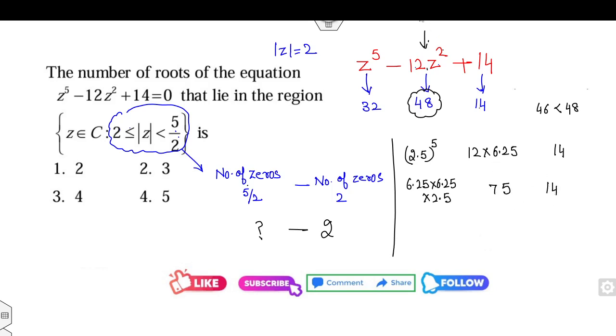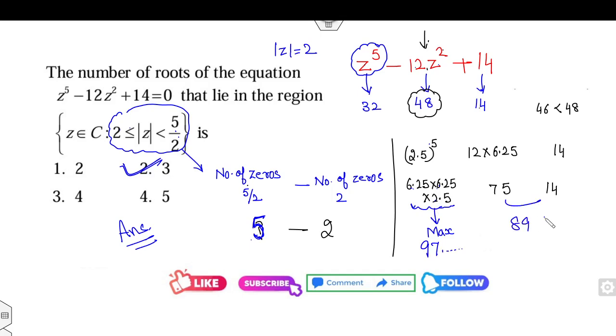This number is 14. Can you find the maximum value? Clearly this number is 90 something. It's 36, 36 into 2, 72. This is my maximum value, and the term corresponding to the maximum value is z raised to power 5. So the answer of this is 5. So therefore 5 minus 2, 3 is the right answer. You can calculate the value. Fine. This will come to 97 point something. And you can see this number is 89, which is less than 90 something. So that means 5 is the correct option.